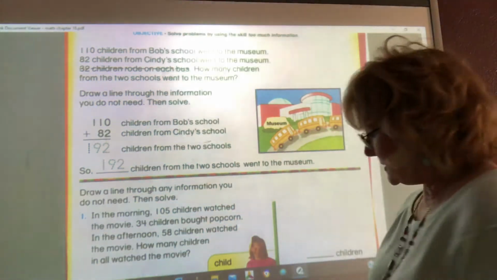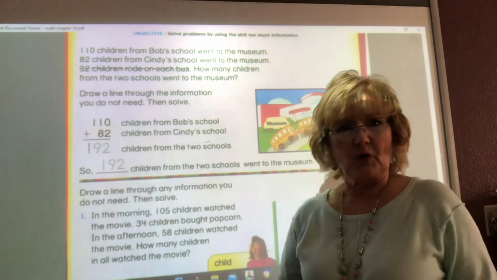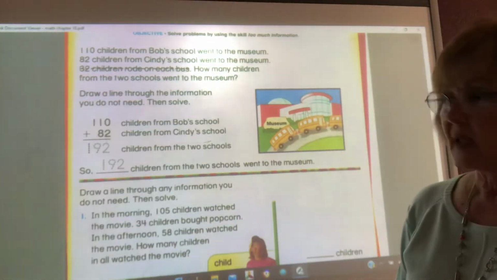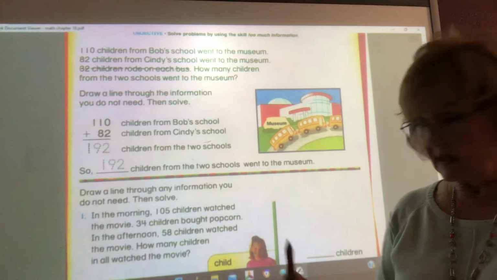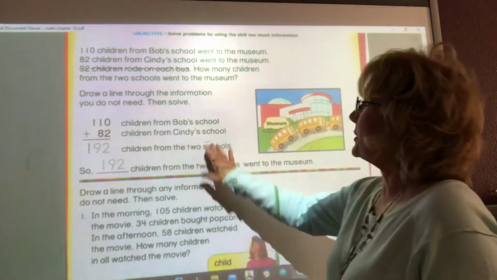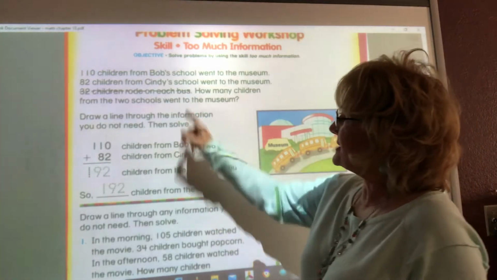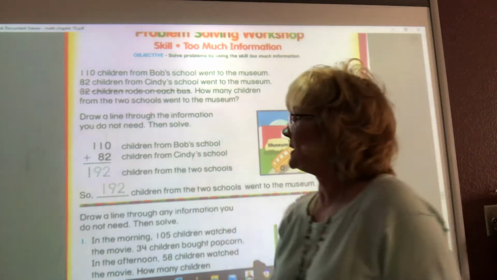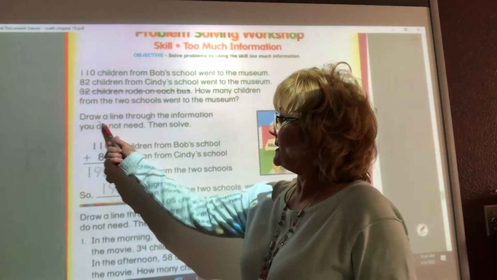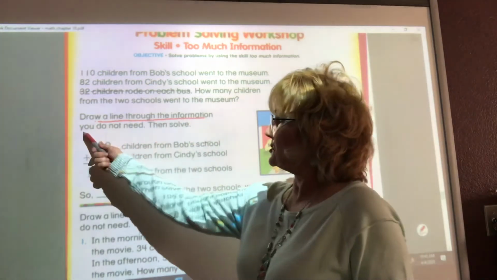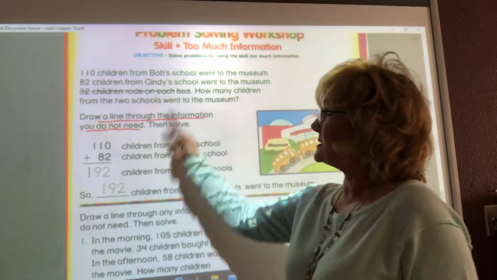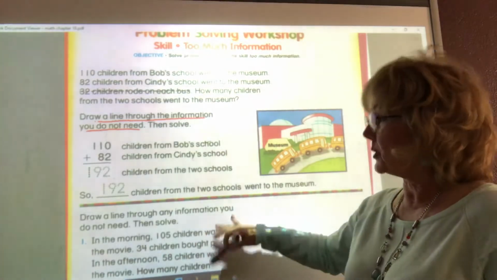Okay, so I'm going to go with red today. All right, so problem solving means we need to read the directions very well, okay? So it looks like they crossed something out. So it does right here say, draw a line through the information you do not need and then solve it. So don't forget to do that on our word problems.